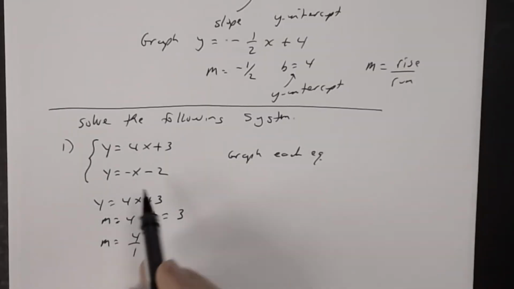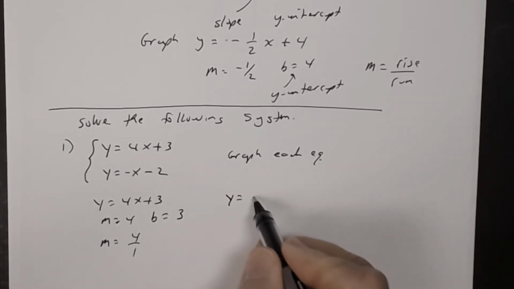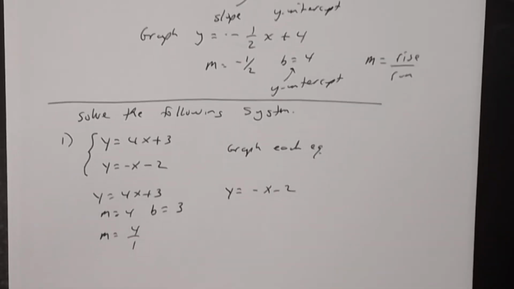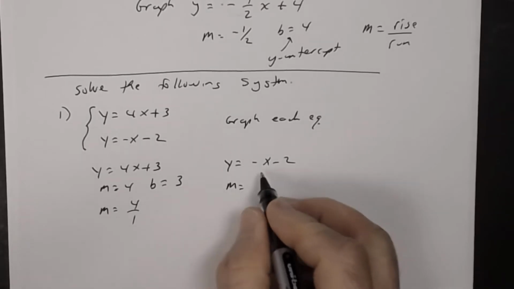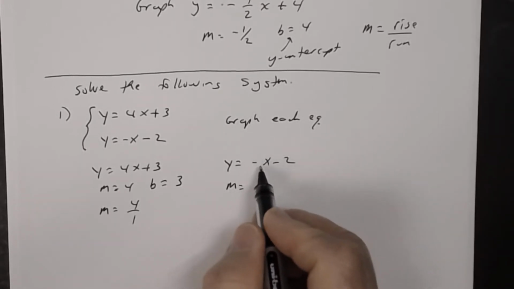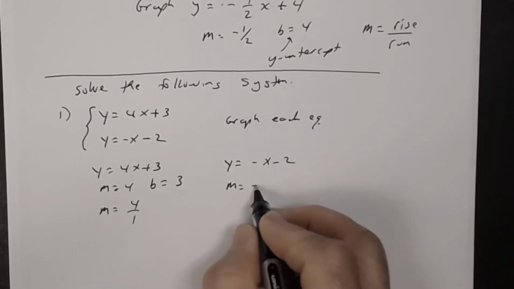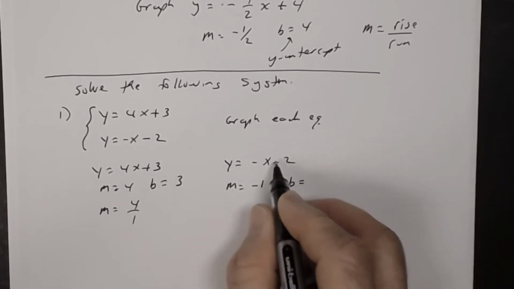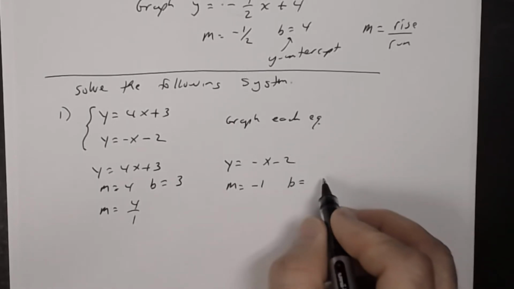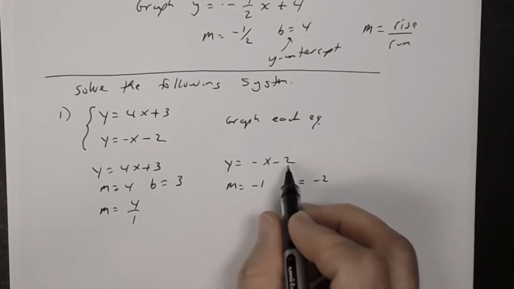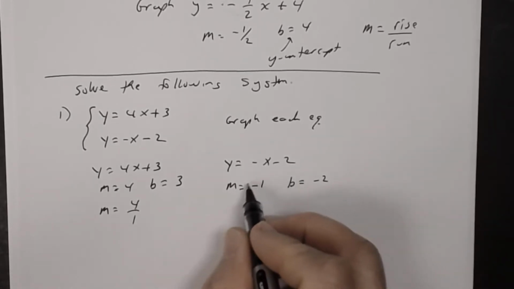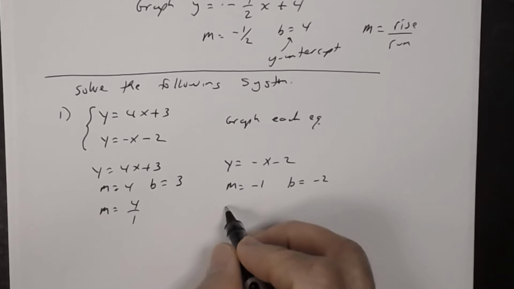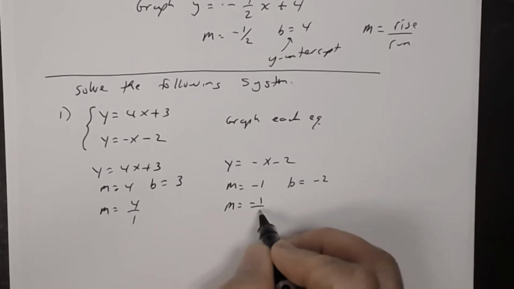Now let's look at the other equation. So my other equation, y equals negative x minus 2, the slope is the coefficient of x. So remember, the coefficient of x here is a negative 1. So the slope is negative 1. And my y-intercept is negative 2. Okay, not positive 2, negative 2. And it's a good idea to write your slope as a fraction, rise over run. So I'm going to write this as negative 1 over 1.